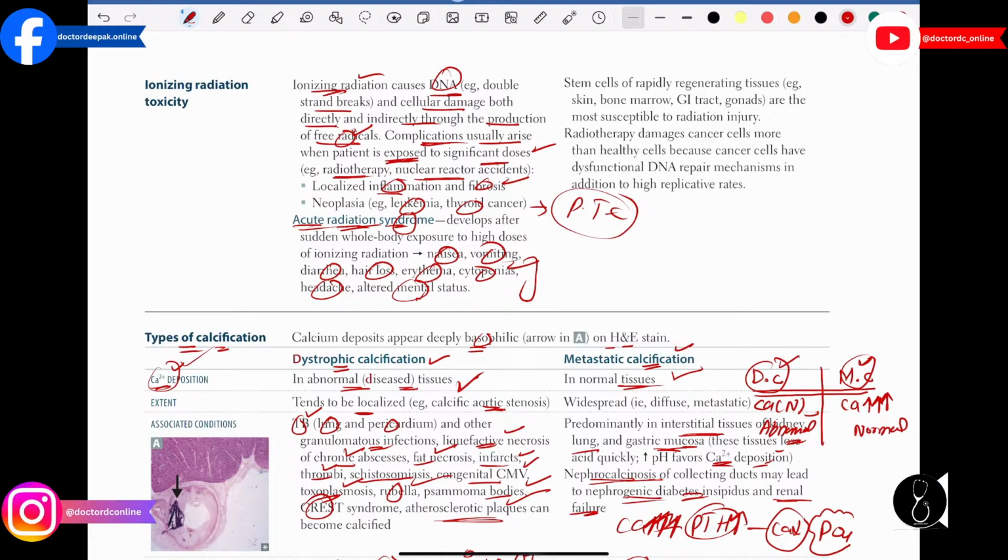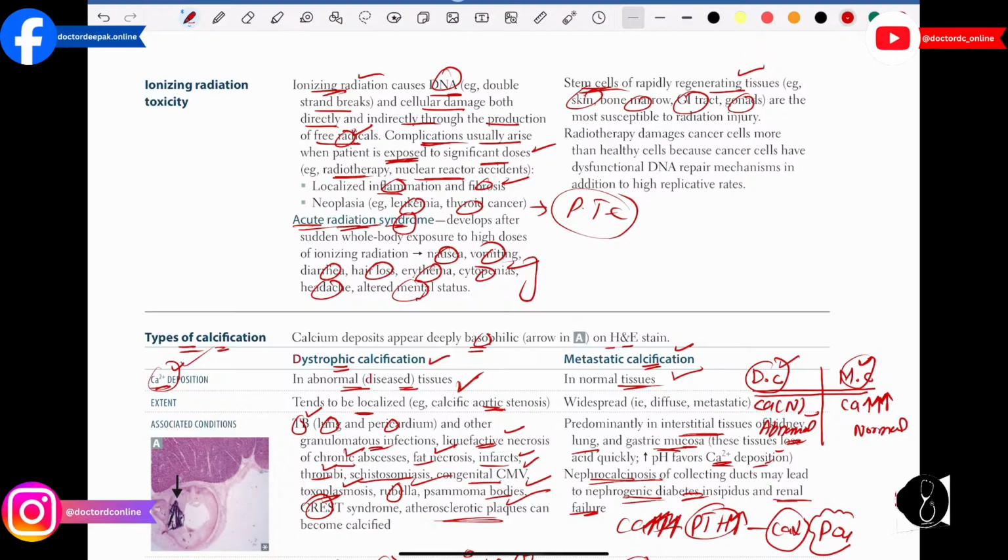Then they can ask you in the exam what are the tissues that are going to be damaged more during ionizing radiation injury. So basically these are the stem cells of regenerative tissues like skin, bone marrow, GI tract, and gonads. These are more susceptible to radiation injury. You guys have to remember this.